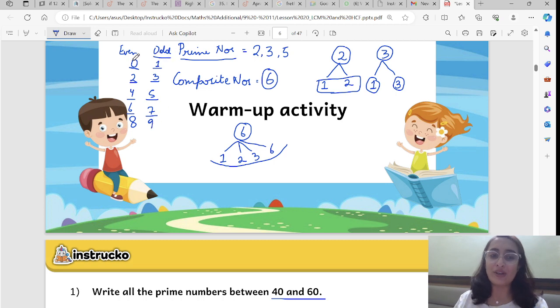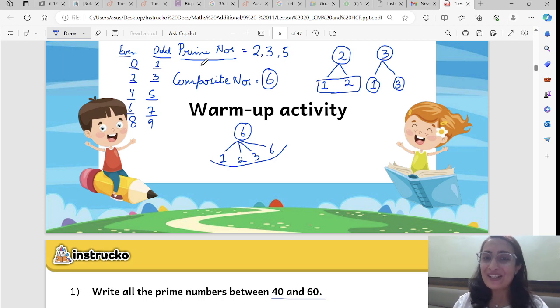Now, as I said, only one even number is a prime number, and that is 2. And 2 is our smallest prime number. Other than that, none of the even numbers is going to be a prime number. Can you take a guess as to why this is?